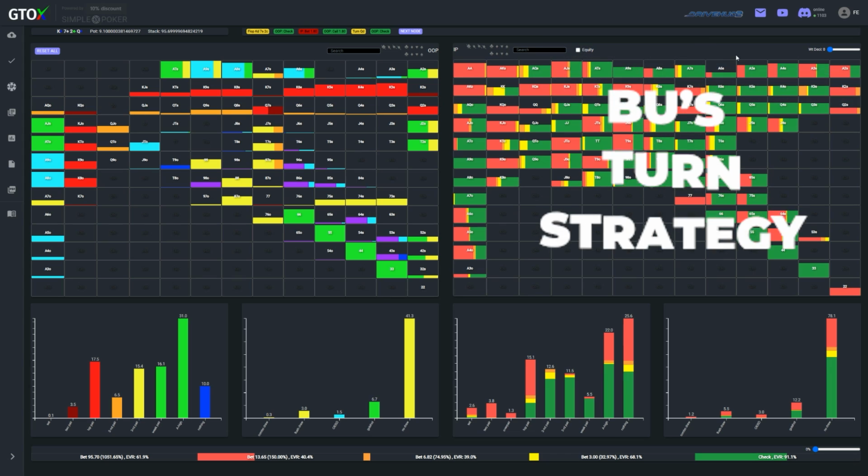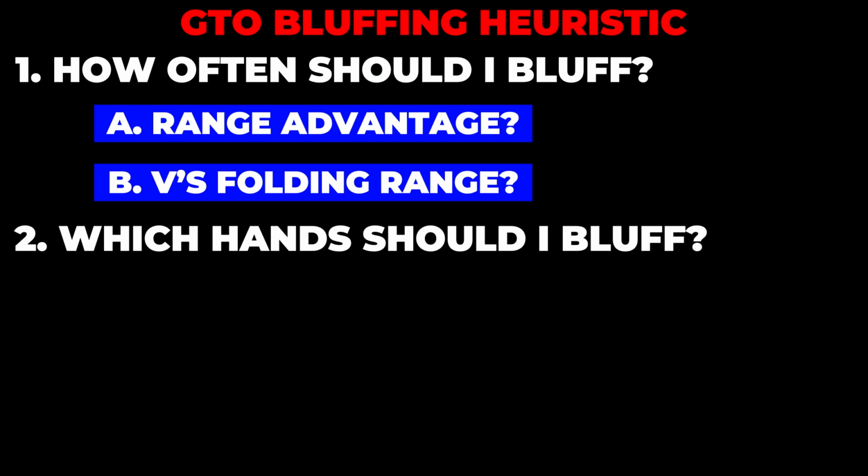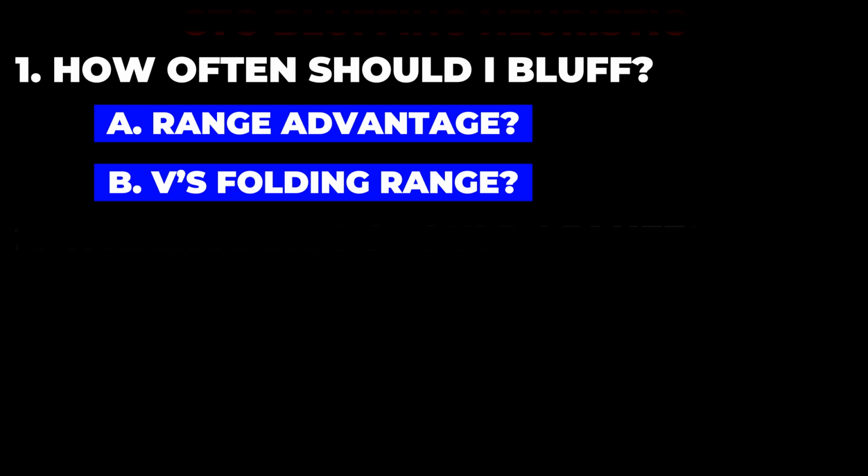Accordingly, overall, the frequency of how often the button should continue barreling on this turn is also much lower, which means we now need to move on to the next stage of our analysis to determine whether we should bluff our specific hand. But before we do that, let's pause for a moment to sum up the first stage of our bluffing analysis by creating a general heuristic.